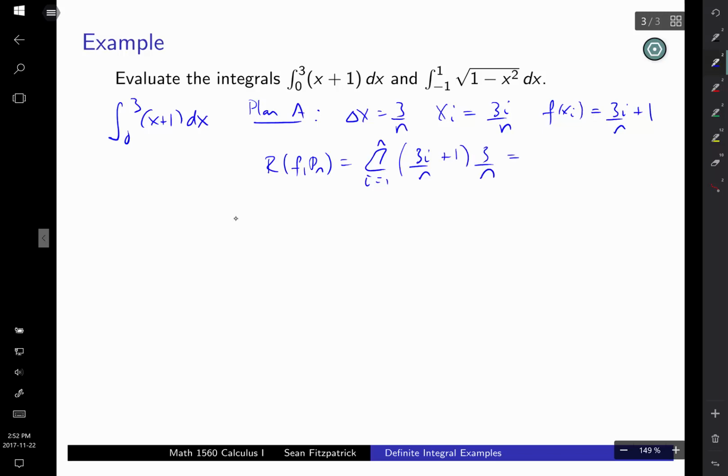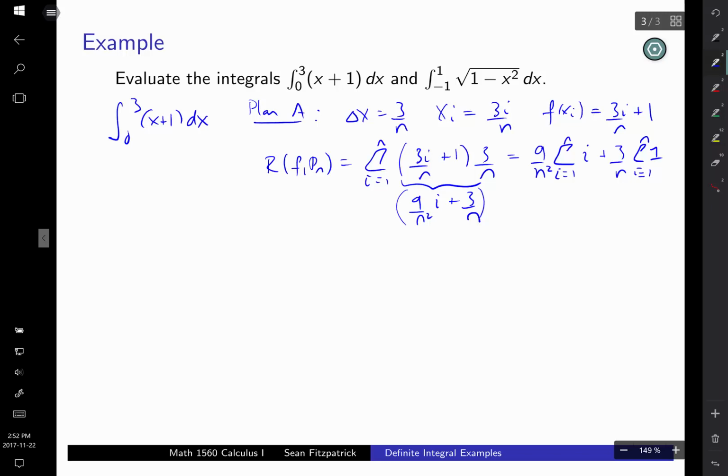And we can split this up. We'll talk properties of summation in the next video, but using some basic properties for summations, I can split this up. So if I push the 3 over n through here, I've got 9 over n squared times i plus 3 over n. That's what I've got inside. And I can do my summation one term at a time, and I can pull out the things that don't depend on i, the common factors. So I get 9 over n squared times the sum of i plus 3 over n times the sum of 1, i going from 1 to n.